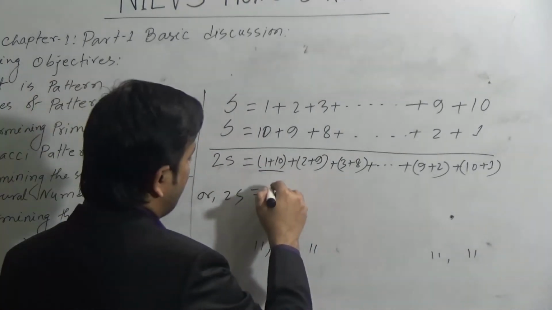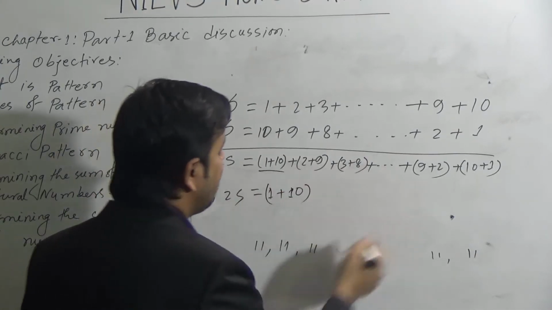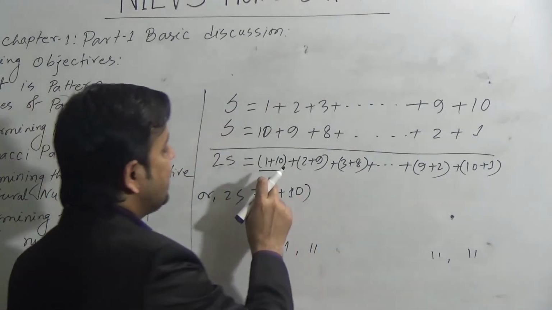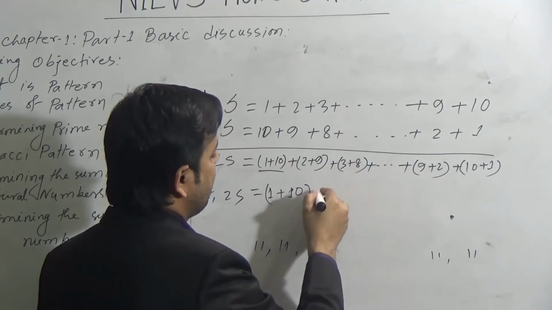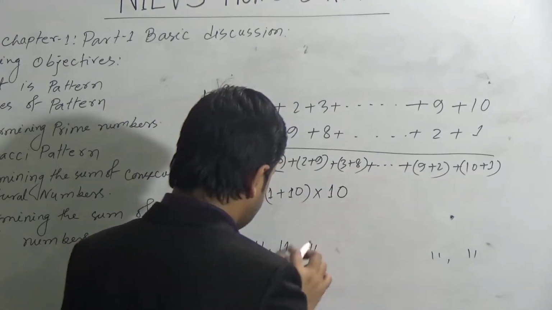So we can write only 1 plus 10. But how many will be here? Just I have written 1, and we will get here how many numbers? 10 numbers we will get, as we are adding the first 10 natural numbers.